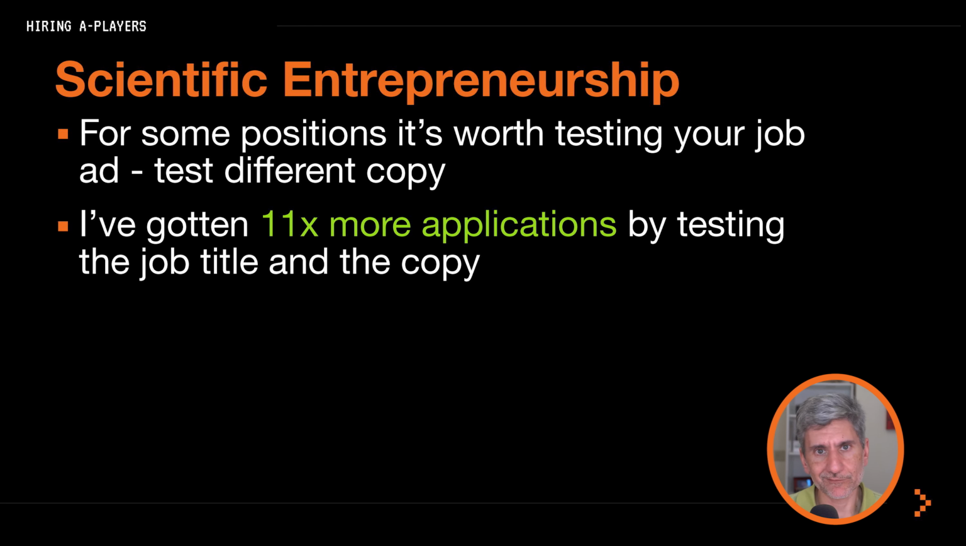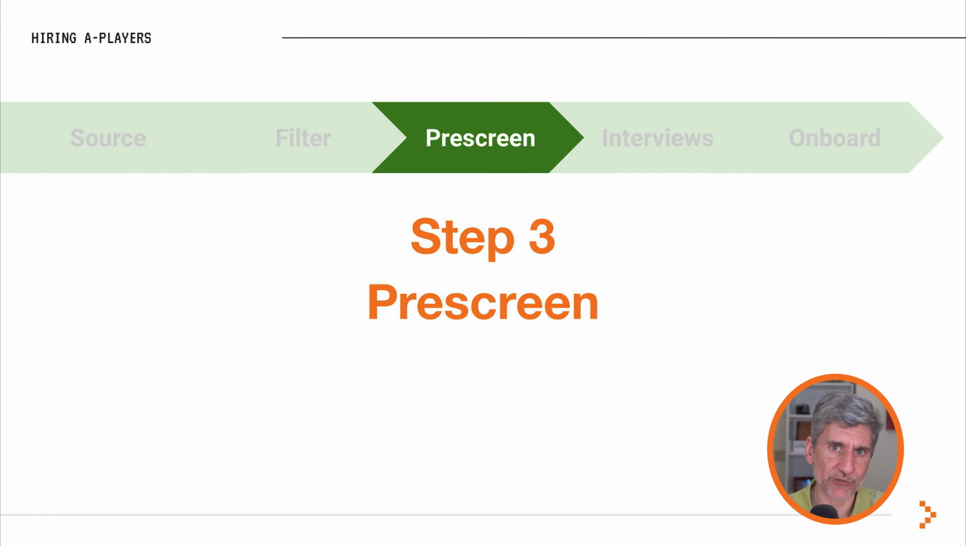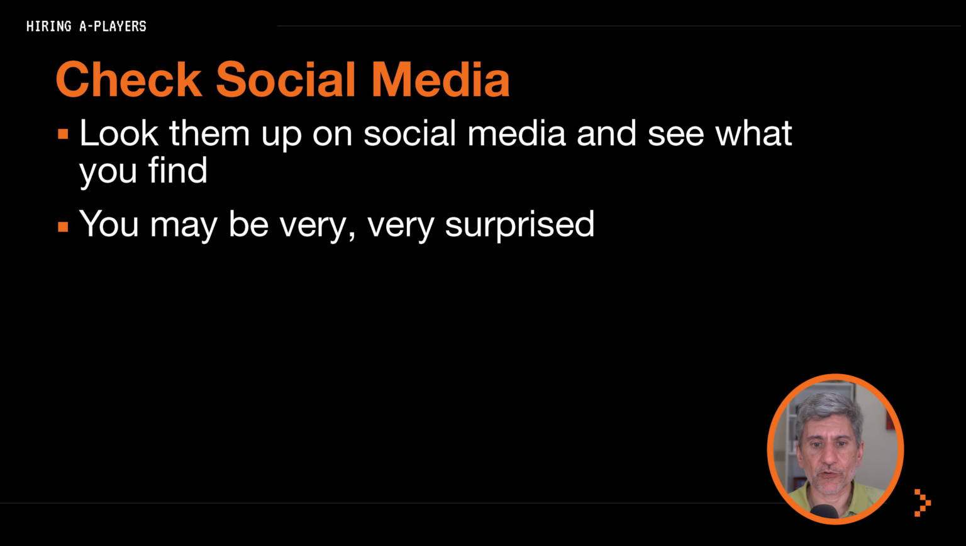So we filtered. Now we're on to the pre-screen. So we are pre-screening before we talk with anybody. All right. So the first thing is check them out on social media. You may be very, very surprised about what you find. This is one of the things that can matter more or less. In some of my businesses, they were in regulated industries. You really wanted to be very careful about that. For other ones where it's kind of back office and these roles, it's less important, but it's still worth the check because you never know what you find.